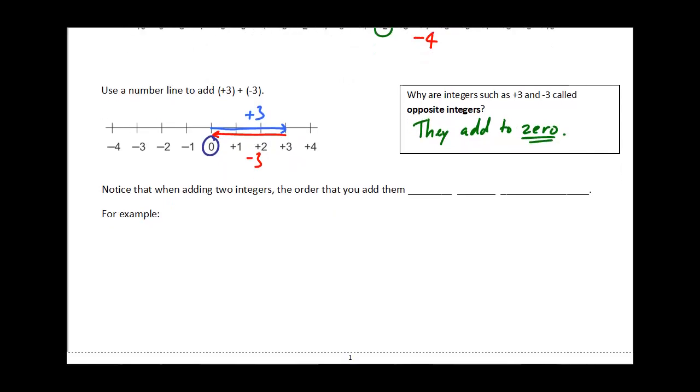Okay. Whenever you're adding any two integers, whether they're positive or negative, the order that you add them in does not matter.